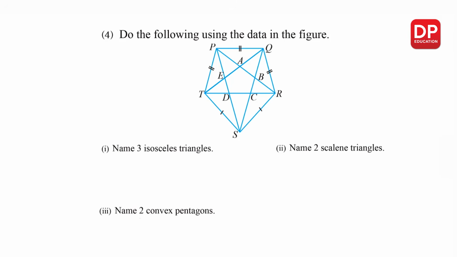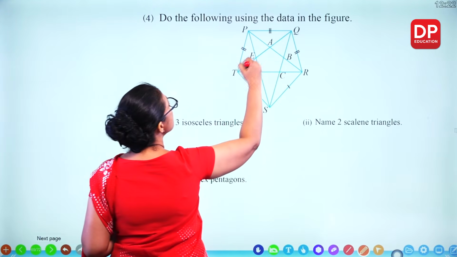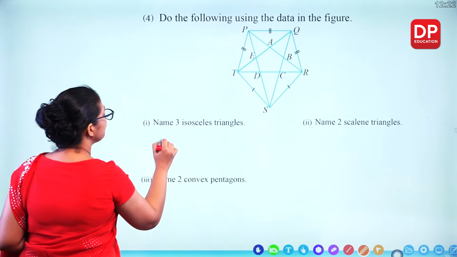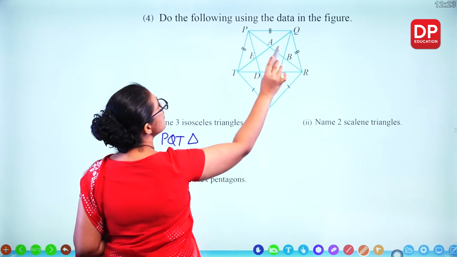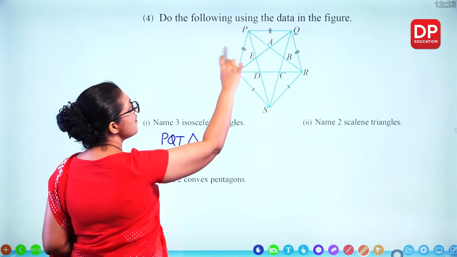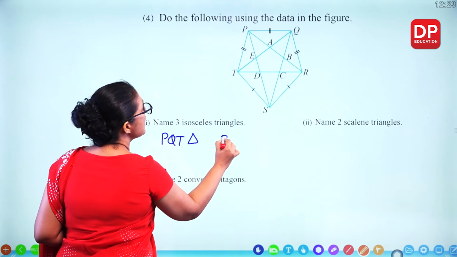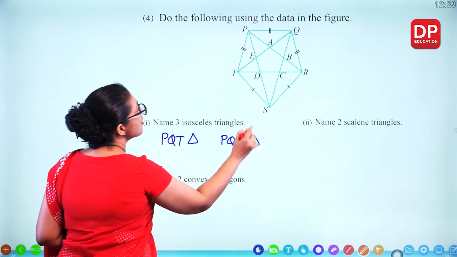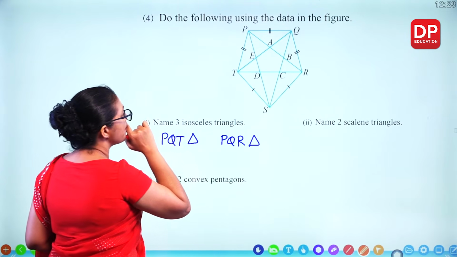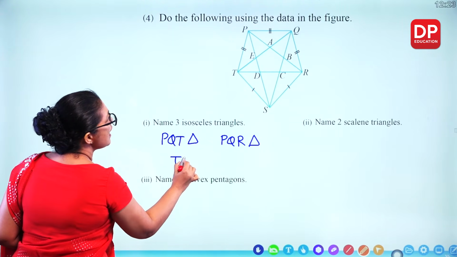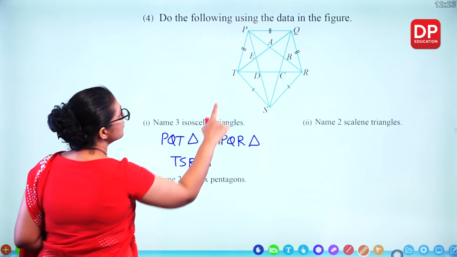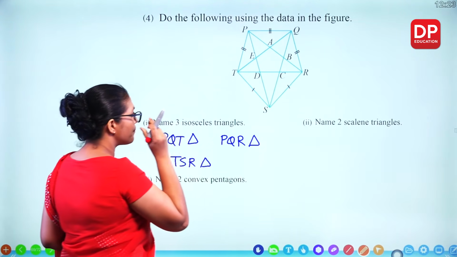Do the following using the data in the figure. Name 3 isosceles triangles. Two sides are equal. Can you see this one? PQT. Because PT is equal to PQ. When you take other way around, PQR. PQ is equal to QR. And one more, I can take TSR triangle. This length is equal to this length.